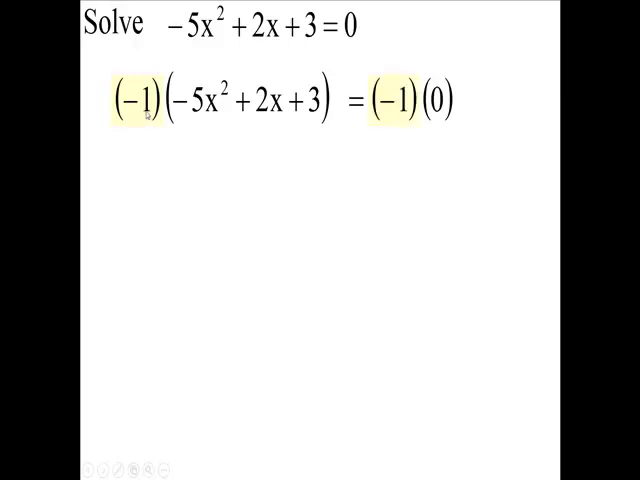Now watch what happens. Negative 1 times negative 5x squared is a plus 5x squared. That's my goal. And negative 1 times plus 2x is a minus 2x, and minus 1 times plus 3 is a minus 3, and negative 1 times 0 is 0. So now I have something easier to factor.